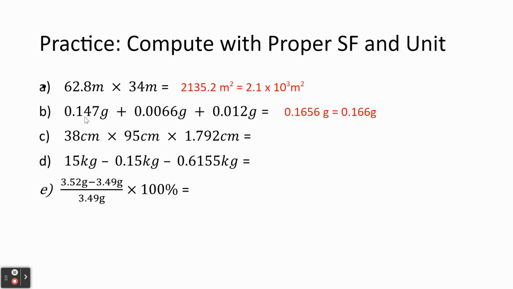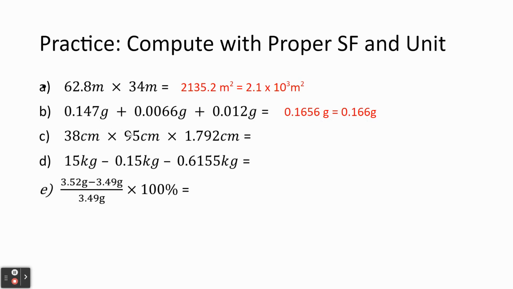3 decimal places here, 4 decimal places here, 3 decimal places here. The least number of decimal places is 3, so we're going to round to 3 decimal places. And because the next digit is a 6, we're going to use our rounding rules and round this 5 up.